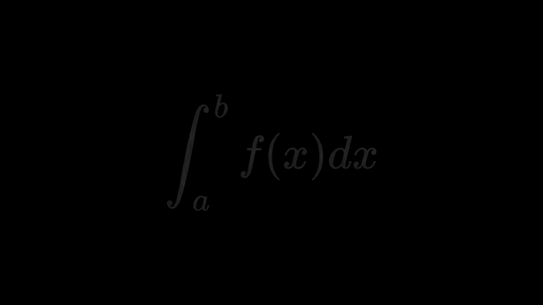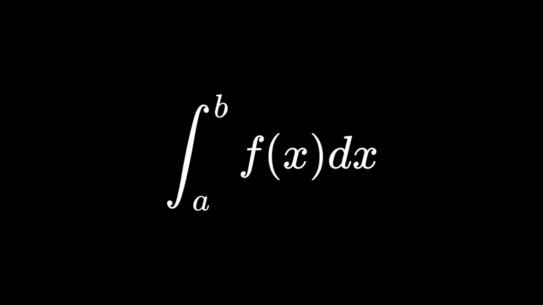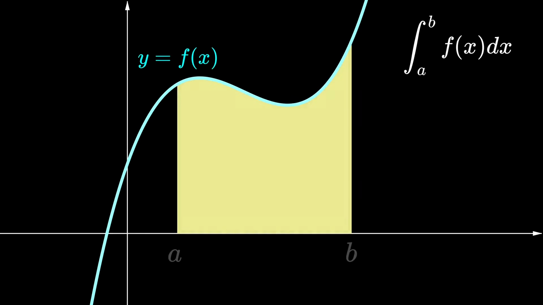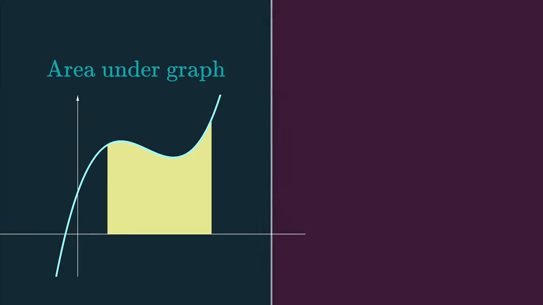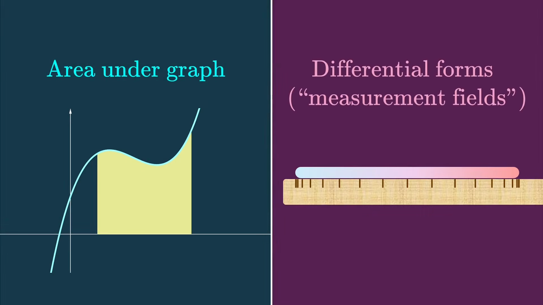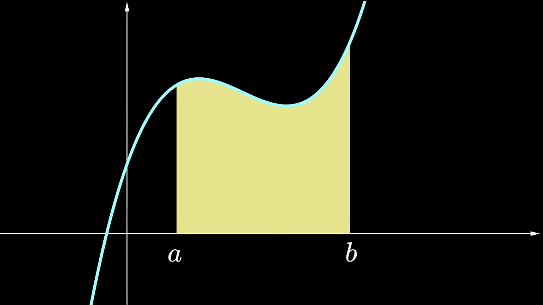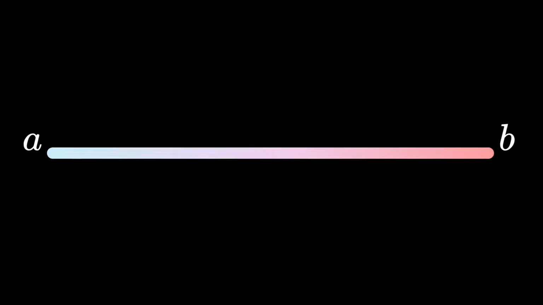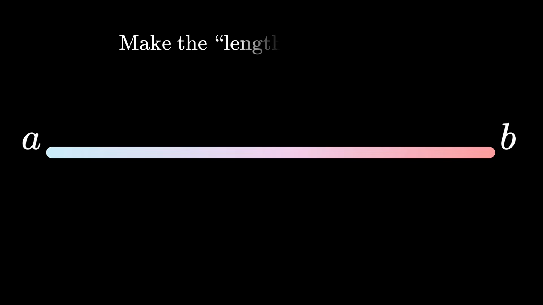The integral of f of x dx from a to b is usually interpreted as the area under a graph, but there is an alternative view offered by differential forms, which I would call measurement fields. The idea is to stay in one dimension and focus on the interval between a and b. Our goal is to make its quote-unquote length equal to the integral.